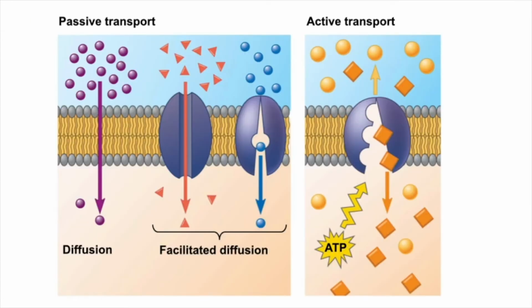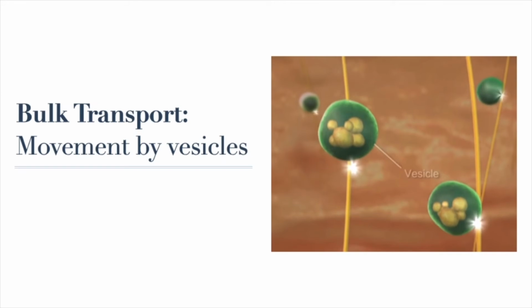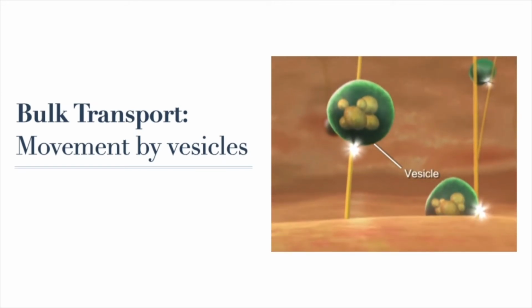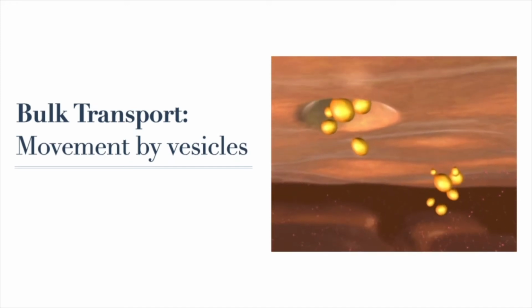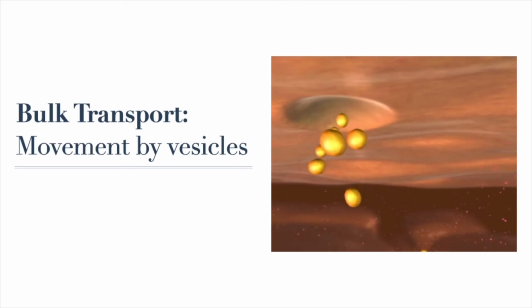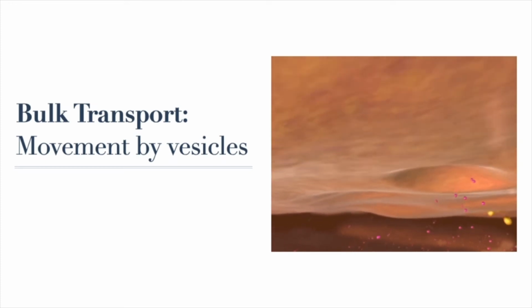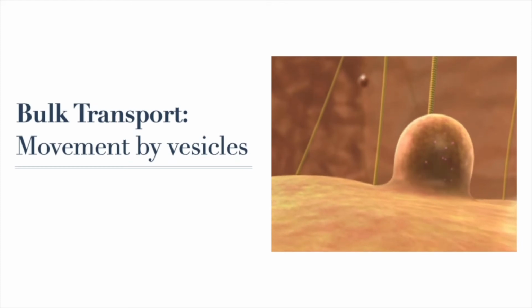Okay, so far we've explored transport through the membrane. Now let's talk about what happens when substances don't necessarily move through the membrane, but instead get wrapped up by the membrane. So let's explore bulk transport, or transport of substances in and out of the cell using vesicles. This type of movement can be divided up into 2 main types. One that moves substances out of the cell by fusing vesicles formed inside the cell with the cell membrane, and another that moves substances into the cell by forming vesicles at the cell membrane.